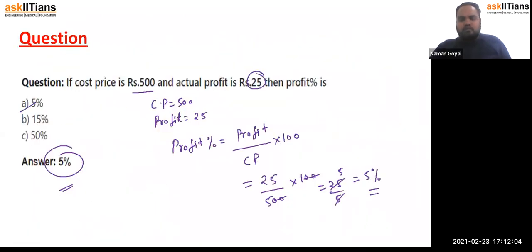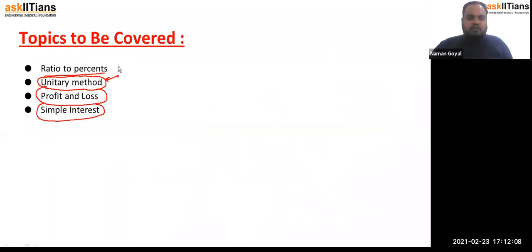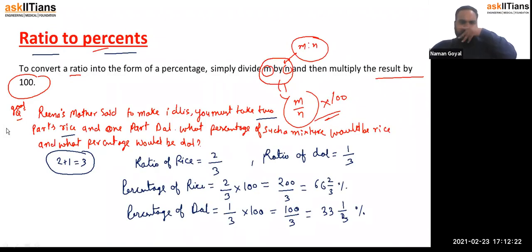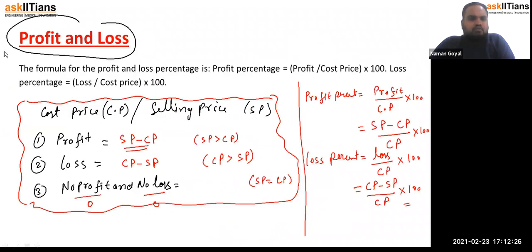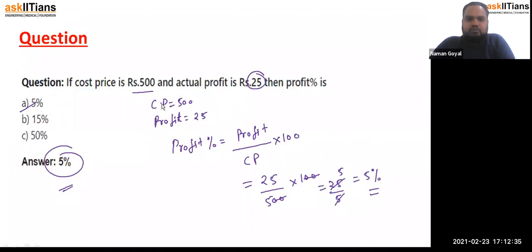Okay. So in today's lecture, as I told you, we learned about converting ratios to percent. Then we learned about the unitary method, profit and loss, and simple interest. All the points are very important. We did so many questions for ratio to percent, unitary method, and profit and loss percent. This is the basic idea of profit and loss, and this is the simple interest idea. There are some questions we do in class.